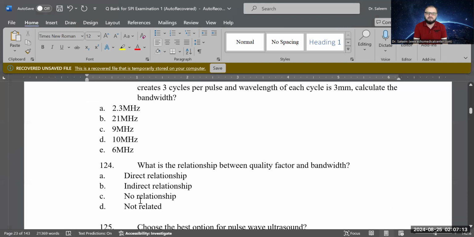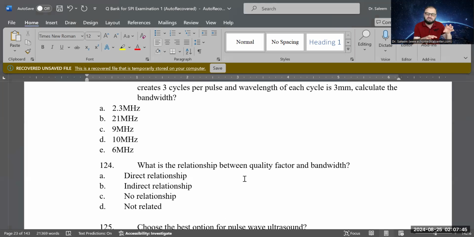Now, this question is asking, what is the relationship between quality factor and bandwidth? This is a super easy question, because we already know the formula. Earlier I mentioned the formula on question number 122, correct? So exactly, you're right. They have an inverse relationship. Why? Because the bandwidth is equal to operating frequency divided by quality factor. So quality factor is the denominator, so Q has an inverse relationship.